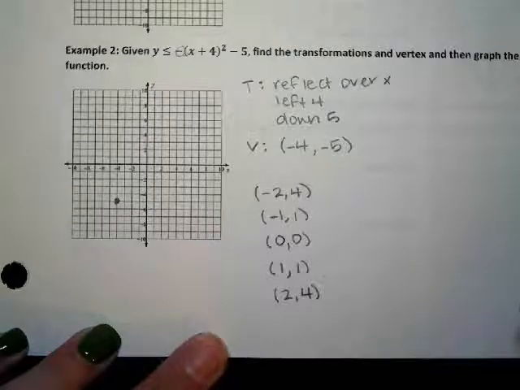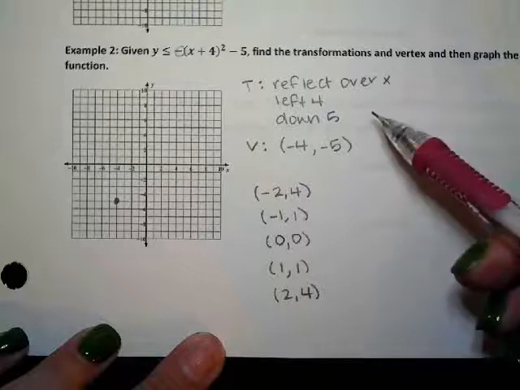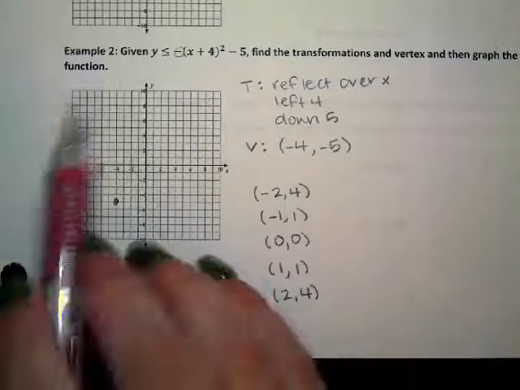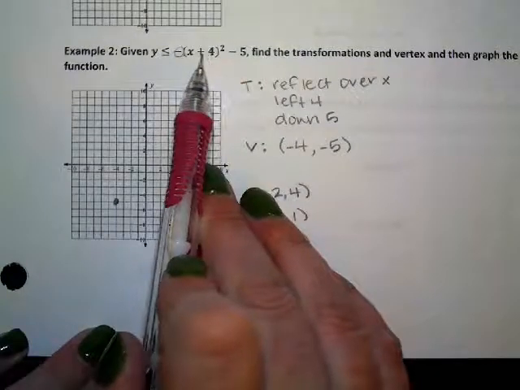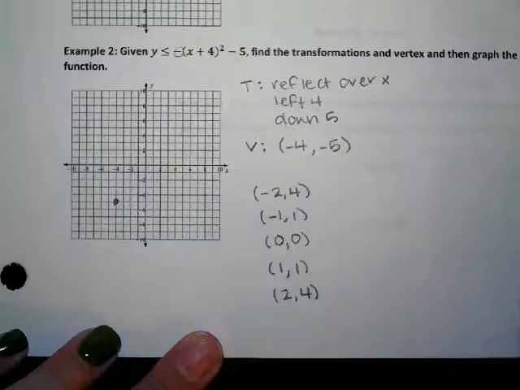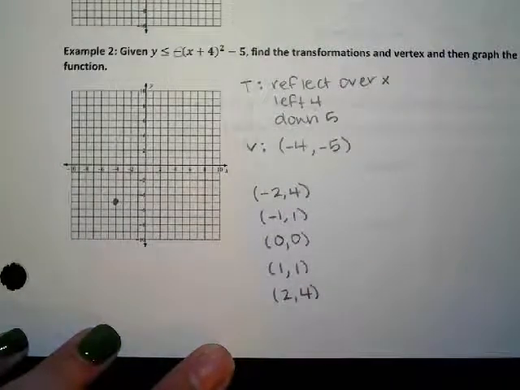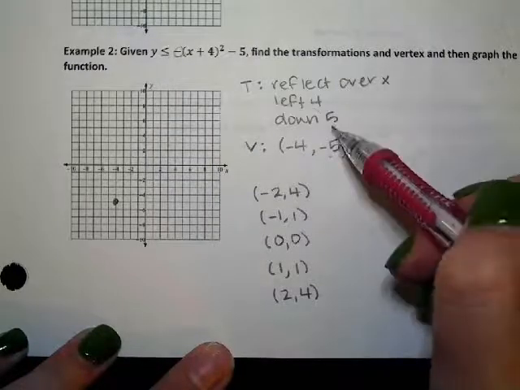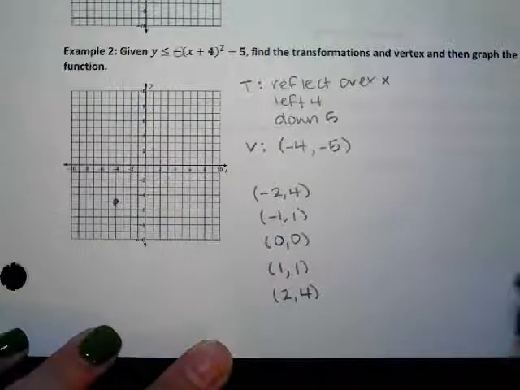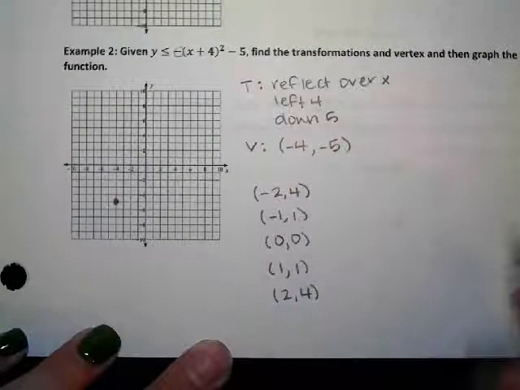Say your question one more time. Is it always going to be like that, where you shift to the left or right by subtracting from the input? If it's plus 4, it's always left 4. It's always the opposite. But does that trick where you do x plus 4 work with all functions? Yes. It works for quadratics, and the way we're doing transformations, it works for all parent functions. Okay, so let's go ahead and write down the points.